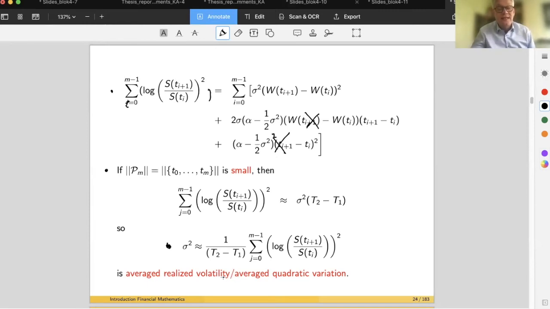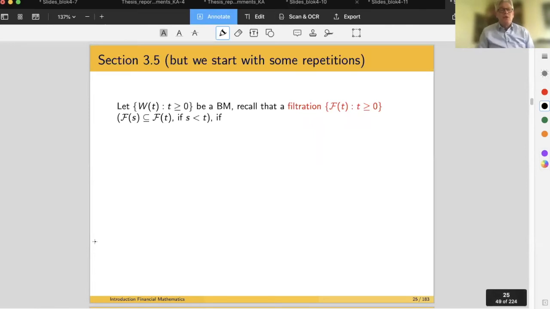So that is a nice example of quadratic variation. And that concludes this part. So we will move on to section 3.5. And that is about Markov processes, but we will start with some repetitions. Some basics that we may need, and even more so, we will first discuss a theorem from 3.6 before we actually discuss the Markov process and the Markov property.